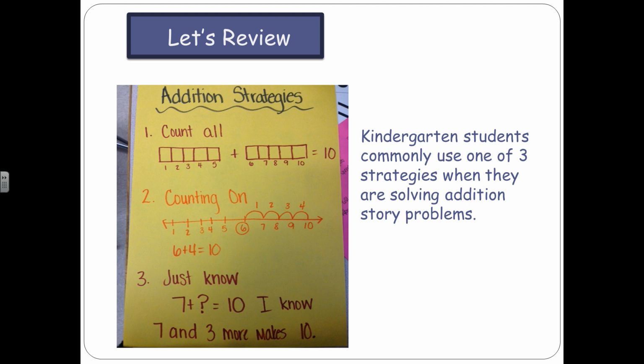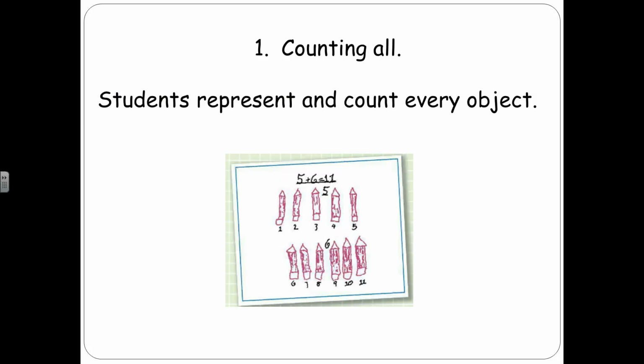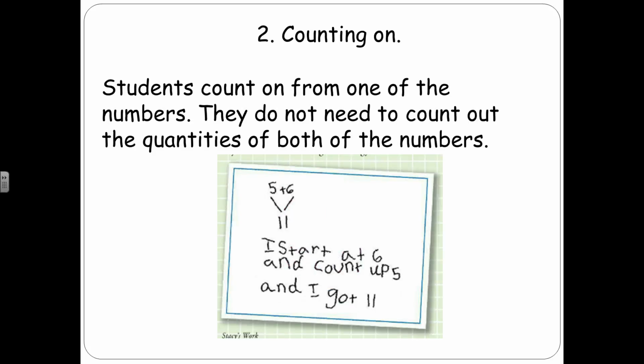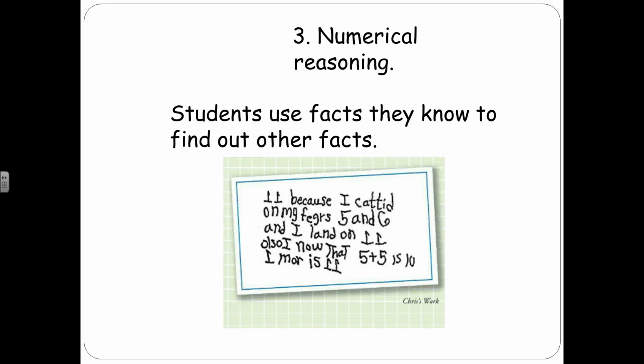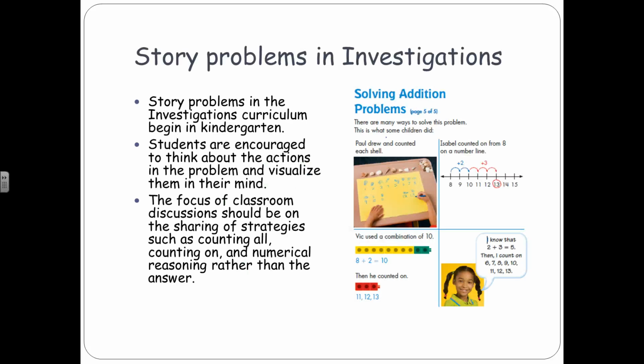Let's review. Kindergarten students commonly use one of three strategies when they are solving addition story problems. Counting all: students represent and count every object. Counting on: students count on from one of the numbers. They do not need to count out the quantities of both of the numbers. Numerical reasoning: students use facts they know to find out other facts. So a student may know their doubles, such as 5 plus 5 is 10 and 1 more equals 11.